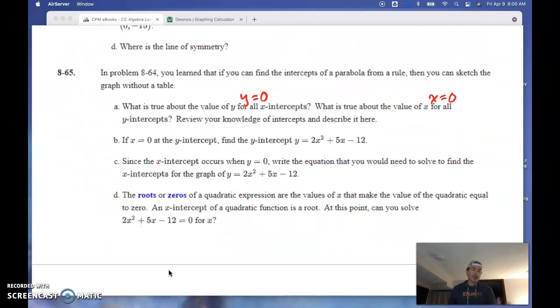In problem 865 here, I'm going to be talking you through it. In problem 864, you learned that if you can find the x-intercepts, then you can sketch the graph without a table. And we did so there.